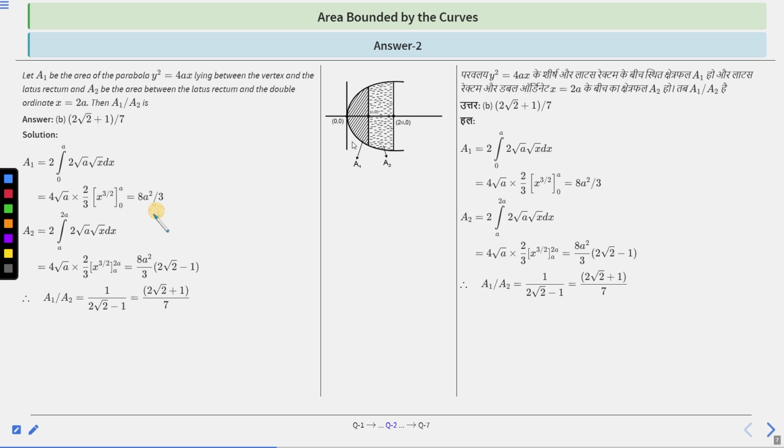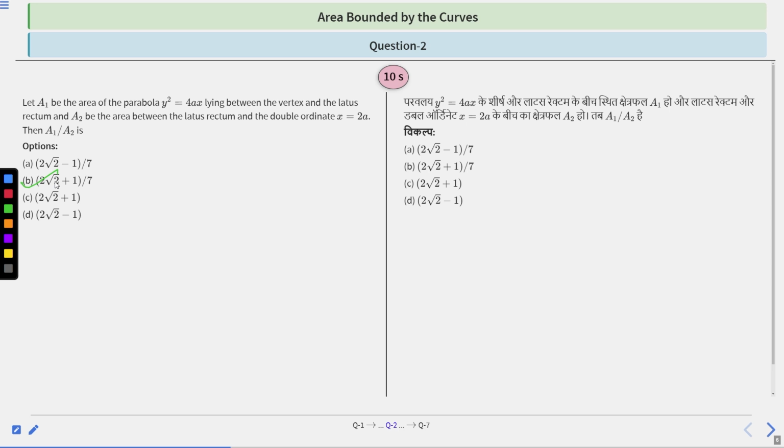Now, you have to calculate A2. A2 is again symmetric, so A2 is basically 2 times the integral from a to 2a of 2 root a root x dx, which is equal to 4 root a into 2 by 3 x to the power 3 by 2, because the integration of root x dx is x to the power 3 by 2, from a to 2a, which is equal to 8a squared by 3 times (2 root 2 minus 1). Therefore, A1 upon A2 is basically 1 by (2 root 2 minus 1), which after rationalizing you will get (2 root 2 plus 1) upon 7, which is the right answer. Got it? So, I think option B is the right choice.